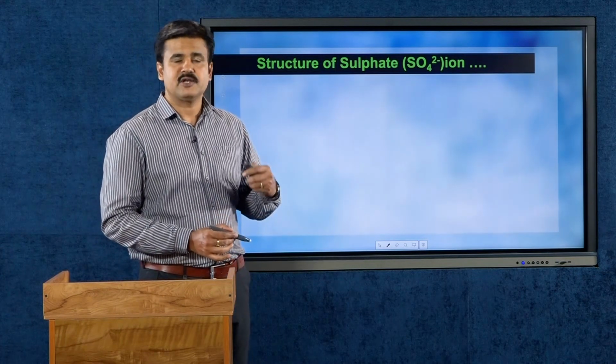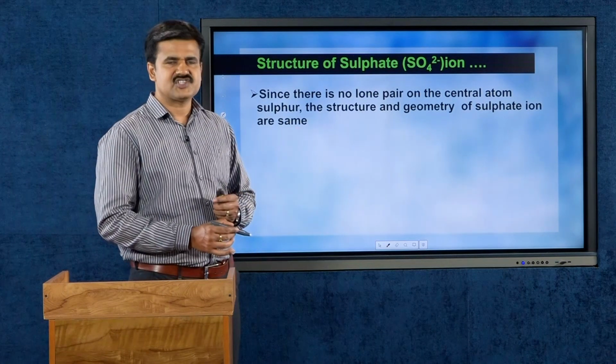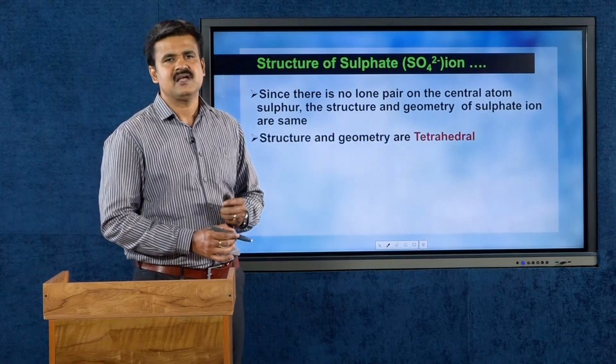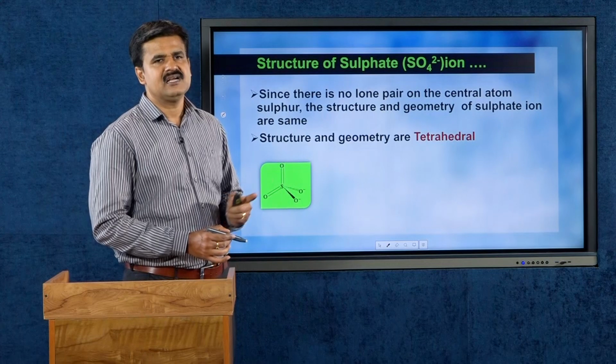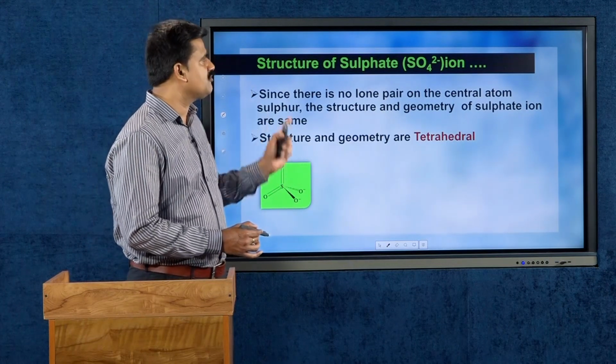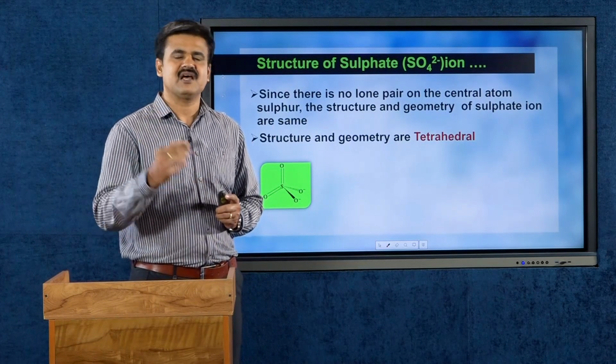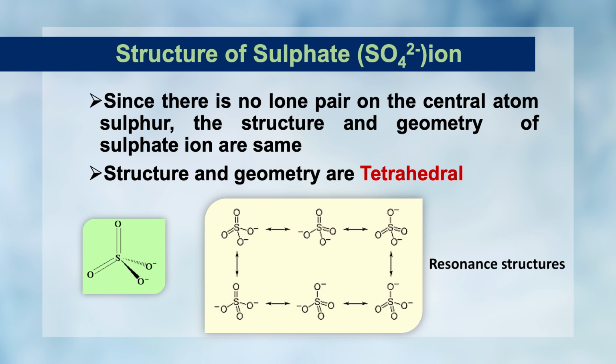Since there is no lone pair, you can say that the geometry as well as shape of sulfate ions are the same and both are tetrahedral. This is the tetrahedral arrangement of sulfate ion. Moreover, we have to say the important point that the sulfate anion also shows some resonating structures. These are the 6 resonating structures associated with the sulfate anion.